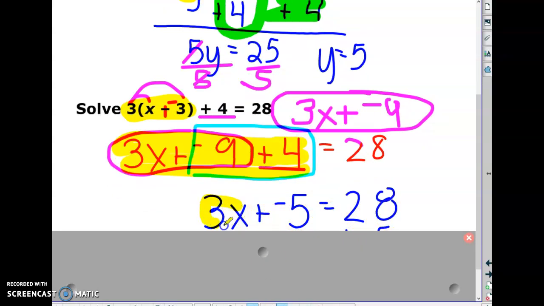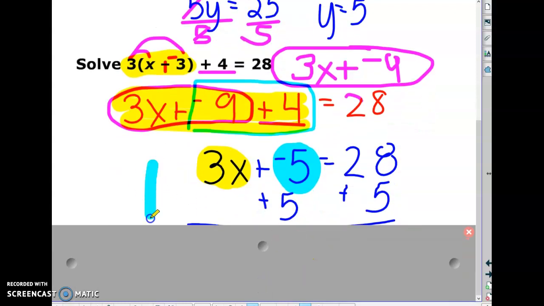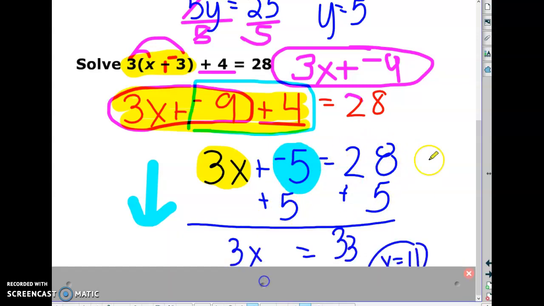Once again, I want to undo or isolate the variable. I want the 3x by itself. I want to get rid of this negative 5. And the way I can undo adding a negative 5 is I can add a positive 5 onto both sides. So as I am adding down again, I'm still going to have 3x. Negative 5 plus 5 is going to give me 0. And 28 plus 5 is going to give me 33. So my equation will say 3x is equal to 33.